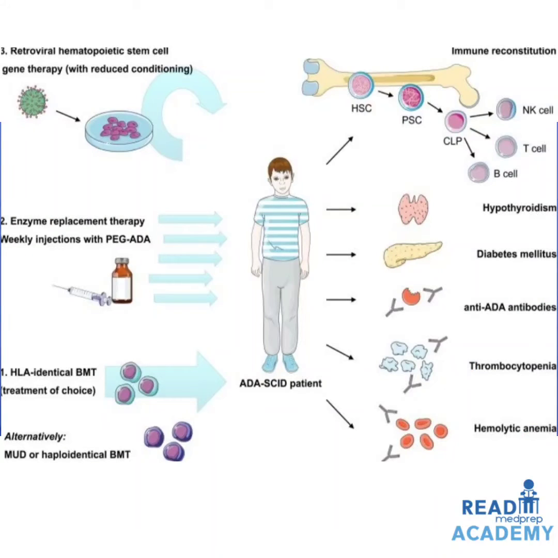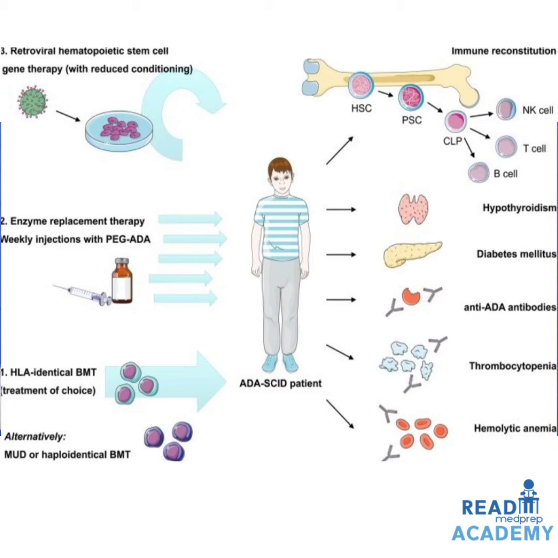Here in this image, you can see the different types of therapy for an ADA or SCID patient, where HLA identical bone marrow transplantation is done, which is the treatment of choice. Alternatively, MUD or haploidentical BMT can be done. Number 2, you can see the enzyme replacement therapy where weekly injections are given with PEG-ADA. You can see the third one where retroviral hematopoietic stem cell gene therapy can be given with reduced conditioning.